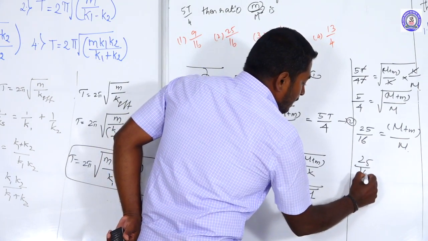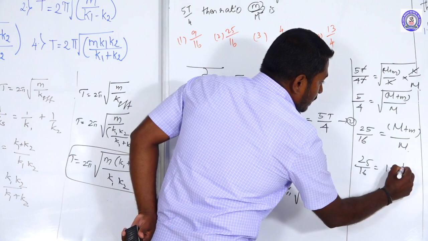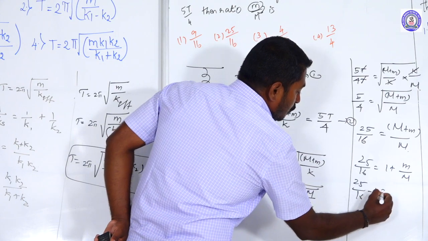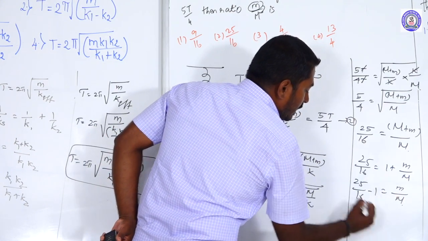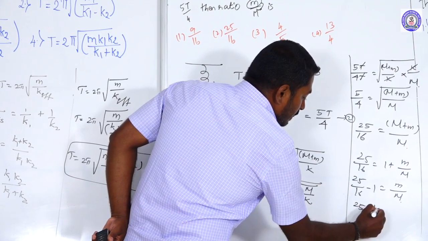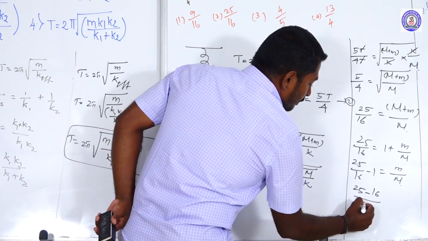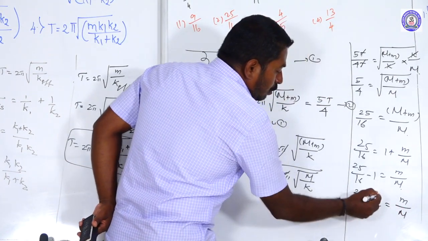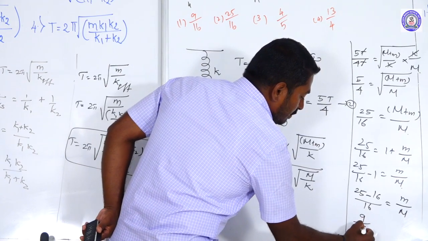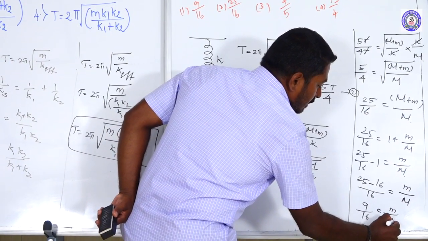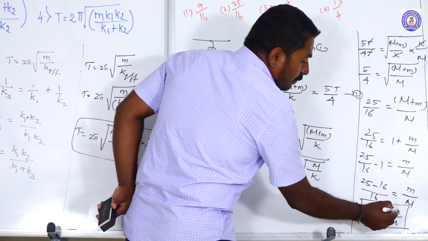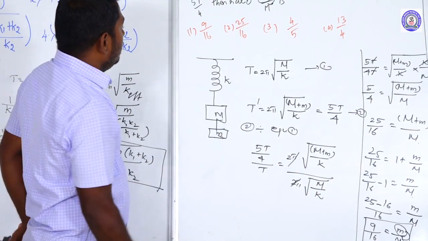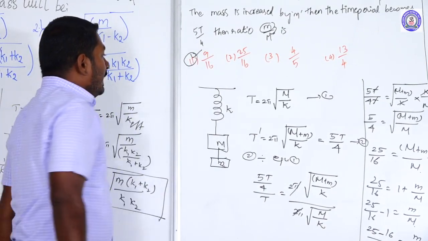So 25 divided by 16 is equal to 1 plus small m divided by capital M. 25 divided by 16 minus 1 is equal to small m divided by capital M. 25 minus 16 divided by 16 is equal to small m divided by capital M. 25 minus 16 is 9, so 9 divided by 16 is equal to small m divided by capital M. The ratio of small mass to capital mass of the block is 9 divided by 16. The right choice is first, 9 divided by 16.